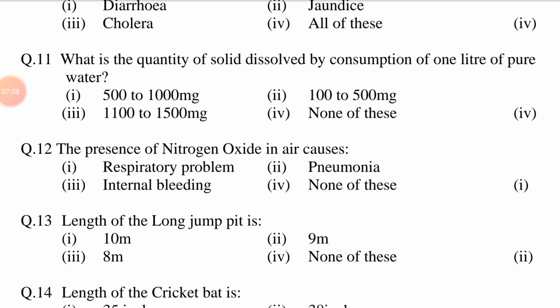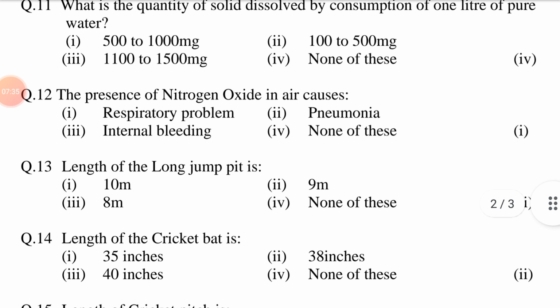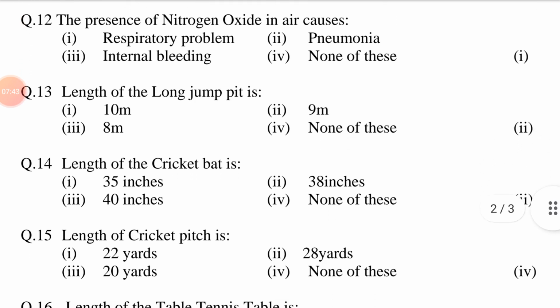Question number 11. What is the quantity of solid dissolved in 1 liter of pure water? Option first, 500 to 1000 milligram. Second, 100 to 500 milligram. Third, 1100 to 1500 milligram. Fourth, none of these. Answer is option fourth, none of these. Question number 12. The presence of nitrogen oxide in air causes option first, a respiratory problem. Second, pneumonia. Third, internal bleeding. Fourth, none of these. Answer is option first, a respiratory problem.